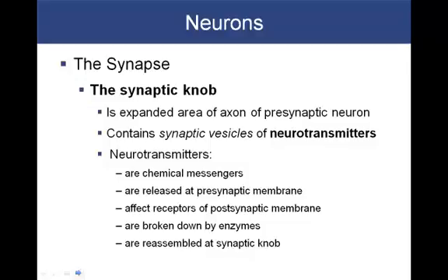Looking at the synaptic knob, we find that this is an expanded area of the presynaptic neuron, and it contains synaptic vesicles that hold neurotransmitter. What is the neurotransmitter that we discussed in Module A4? This is a neurotransmitter found at all neuromuscular junctions. This is acetylcholine.